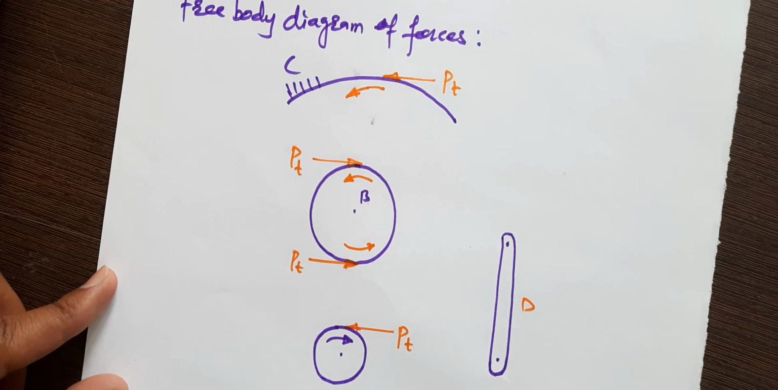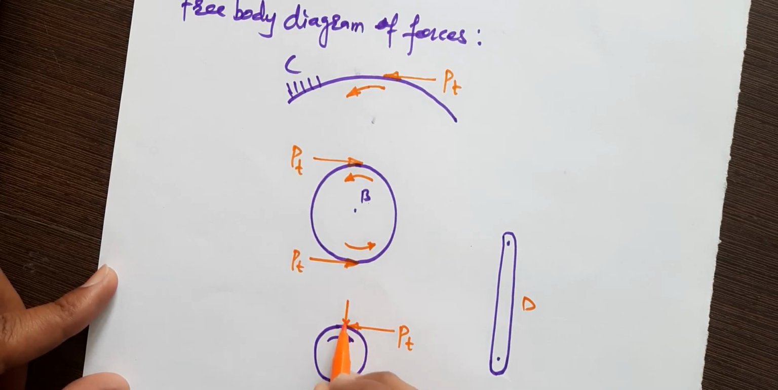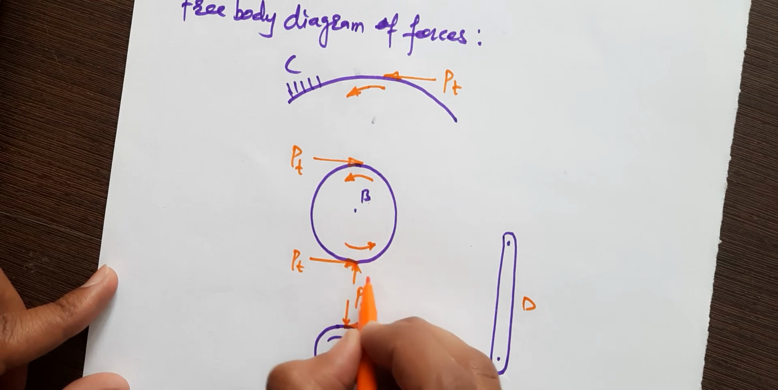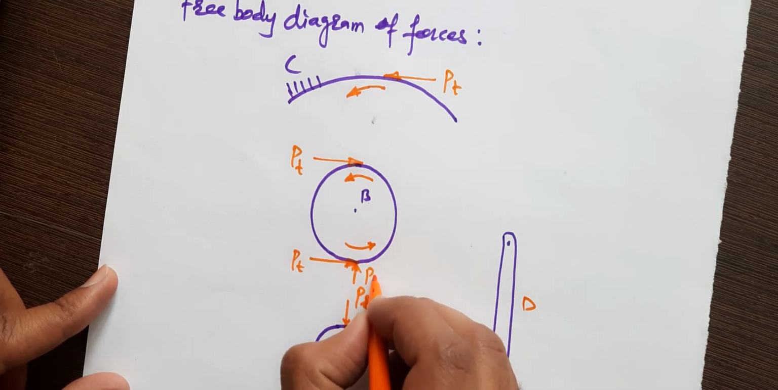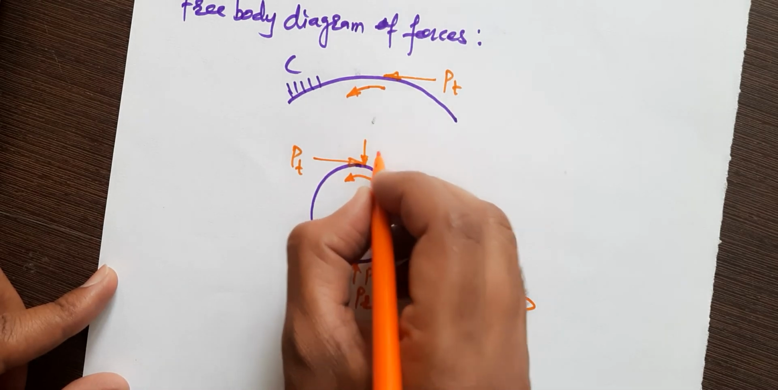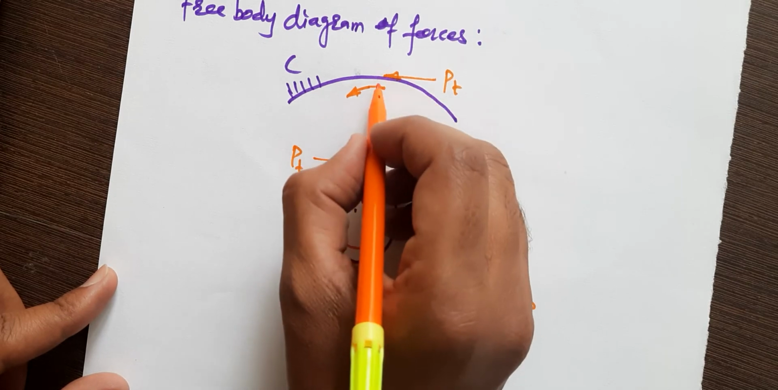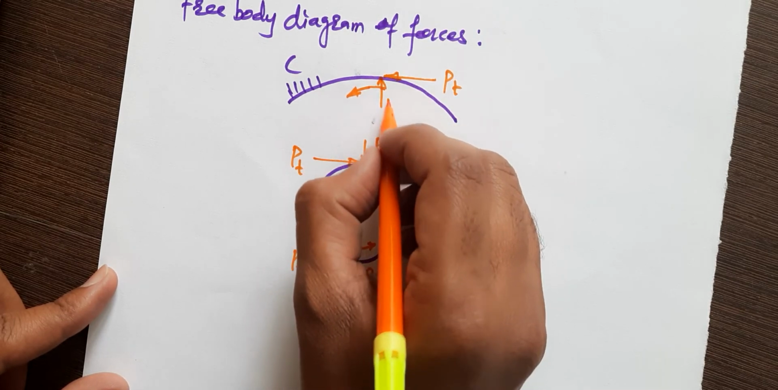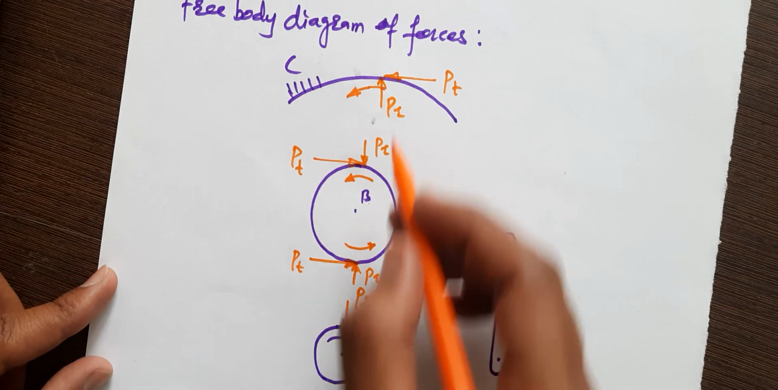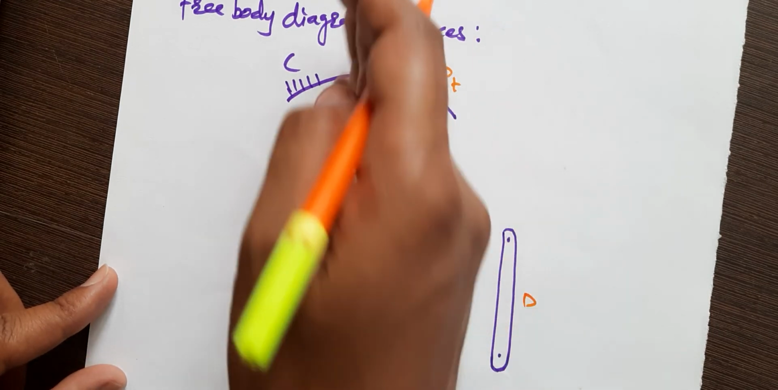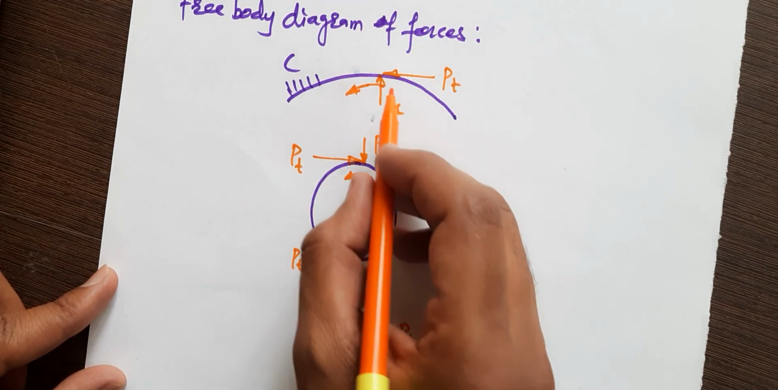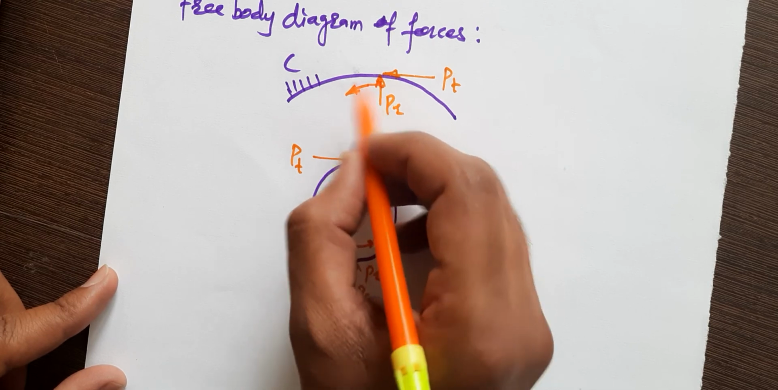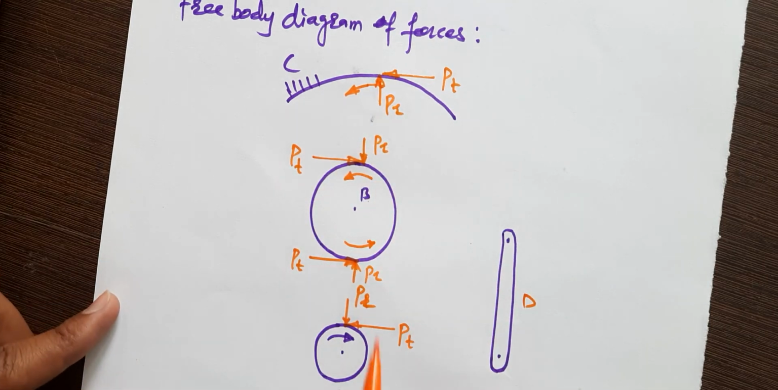Now the radial component will act towards the center for an external gear pair. For an external gear it will act towards the center, and for an internal gear it will act away from the center. So radial components will act like this. The line of action will remain the same. I have drawn a slight variation here, so neglect it. Now these are the forces acting on gears A, B, C.